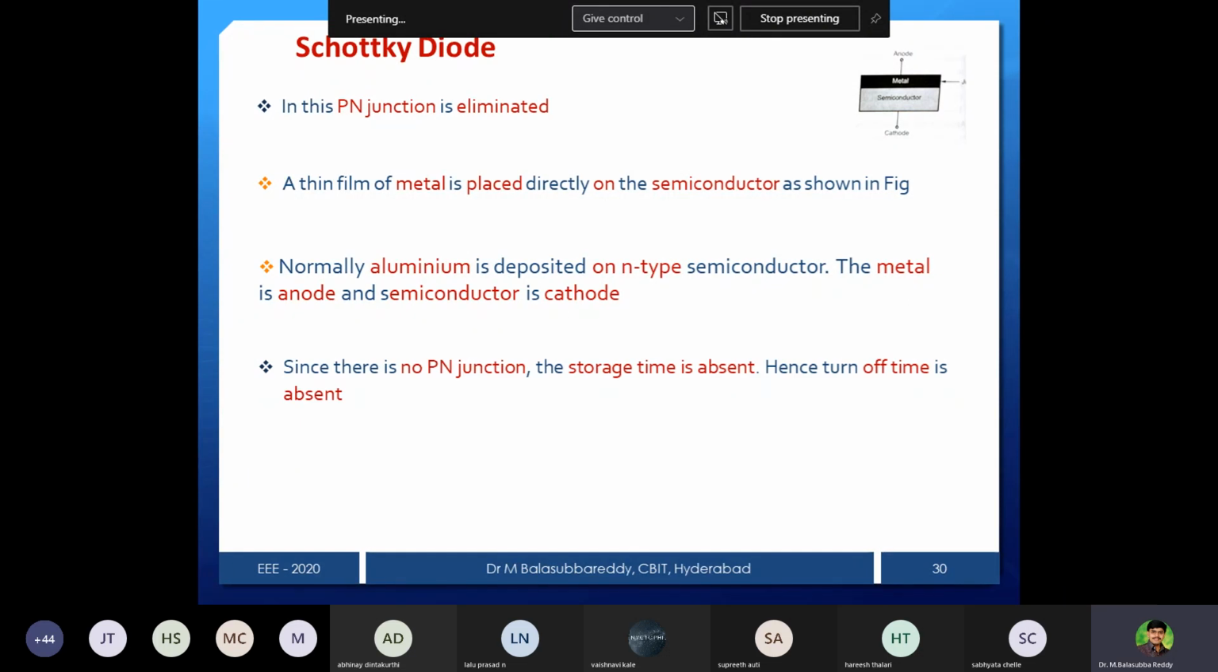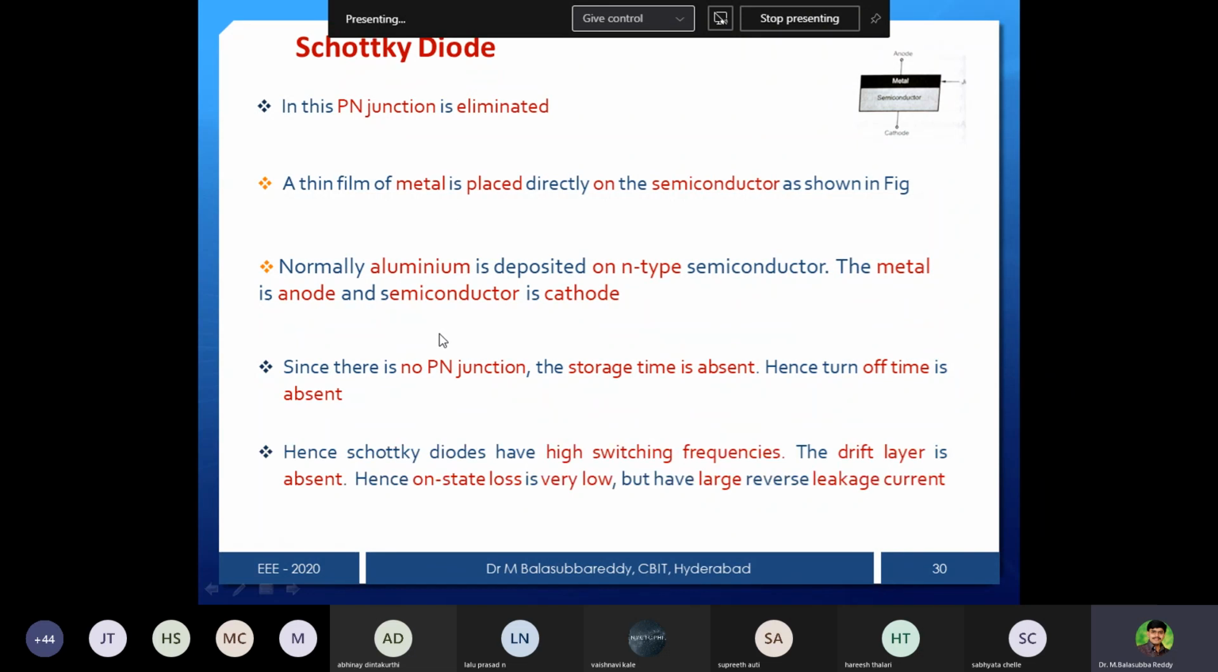Since there is no PN junction, the storage time is absent. Because of a junction, it would store some charge carriers, and removing that takes time, so the turn-off time is absent. Hence Schottky diodes have a high switching frequency: since there is no turn-off delay, they turn on and off at a very fast rate. They are used for high switching frequency operations. The drift region is also absent, so the on-state loss is very low, but a large reverse leakage current is present.